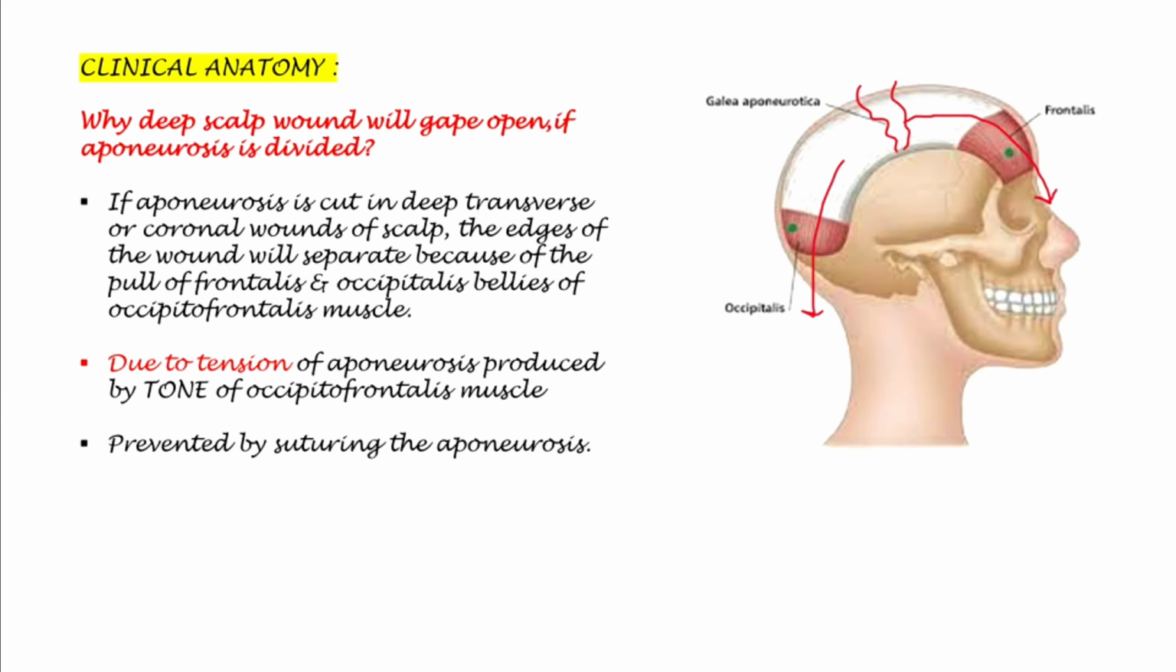Clinical anatomy of aponeurosis. Why will a deep scalp wound gape open if aponeurosis is divided? If this aponeurosis is cut in deep transverse or coronal wounds of scalp, the edges of the wound will separate because of the pull of the occipitalis backward and frontalis forward. This is due to the tension of the aponeurosis produced by the tone of occipitofrontalis muscle. This can be prevented by suturing the aponeurosis properly.